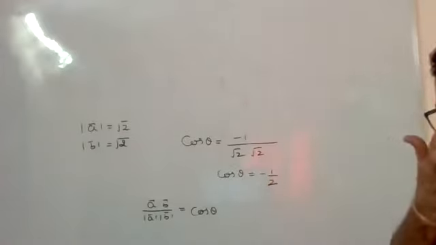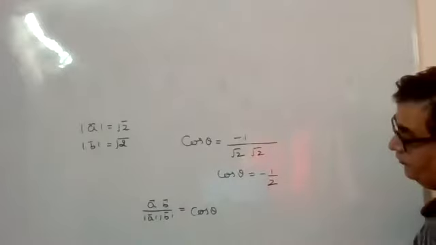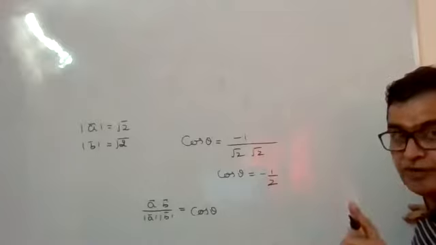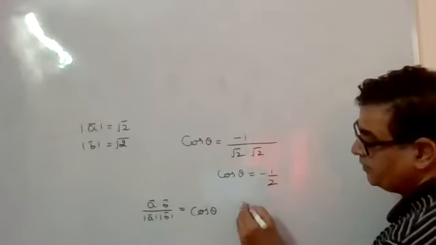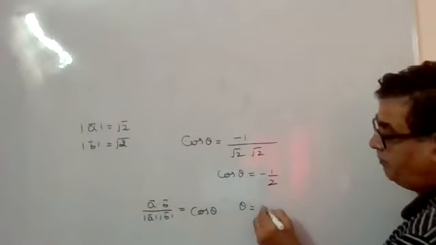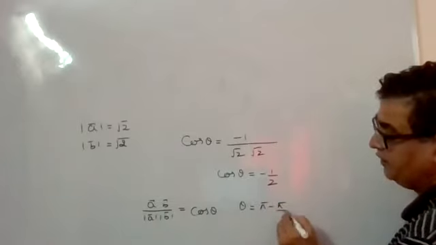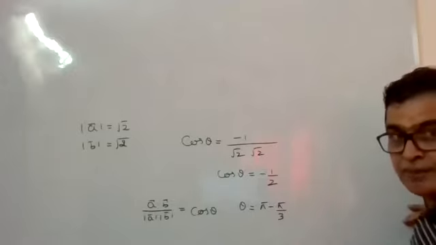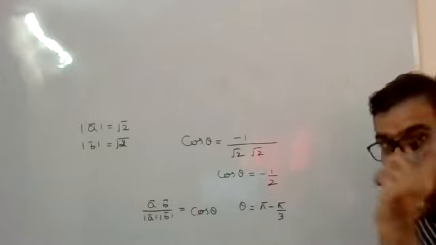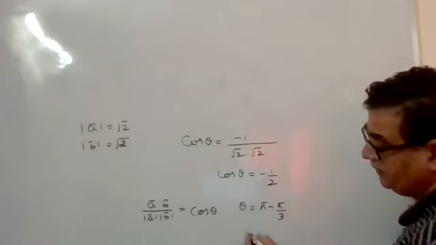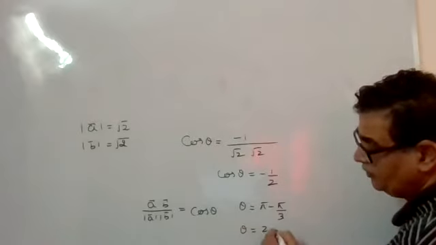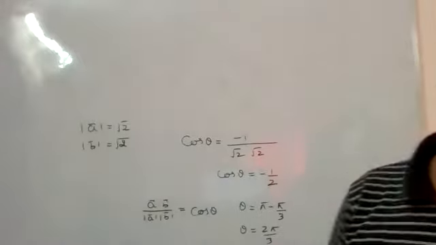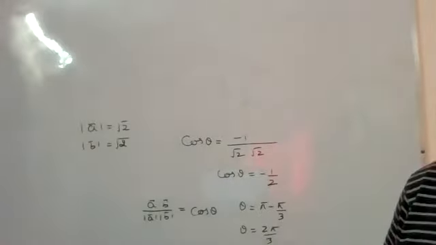If I got cos theta is minus half, cos is a negative value. If cos is a negative value, what should I say? Theta must be pi minus pi by 3. Cos theta is half when? At pi by 3, but as it is negative, it will go in the second quadrant. So pi minus pi by 3, so theta comes out to be 2 pi by 3. Next question, please.